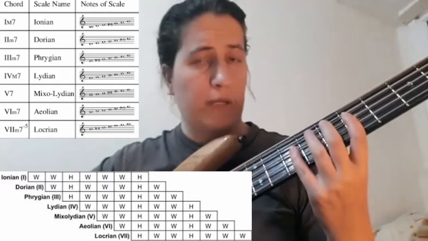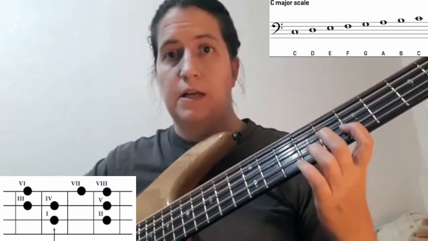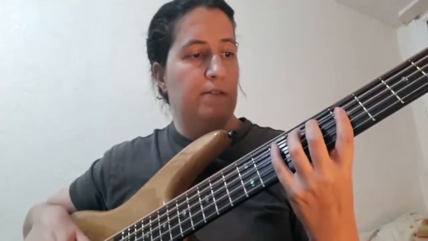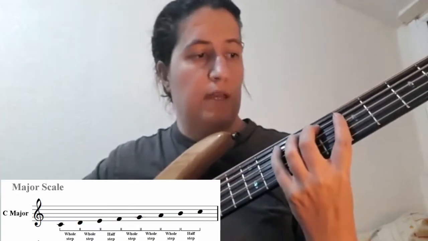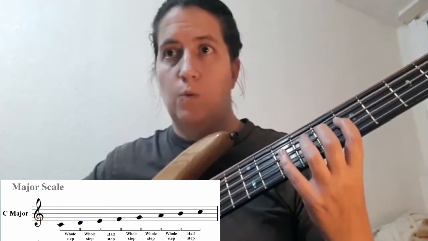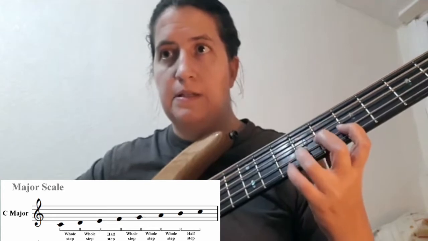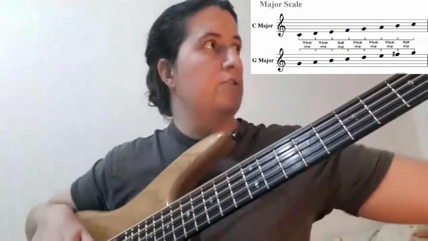As always, we take as a reference the major scale. So I'm playing C major, starting on the 8th fret. If we look at the structure that this scale has, mainly it has 2 steps, 1 half step, 3 steps, and 1 half step. Now I'm playing this major scale, or Ionian scale.